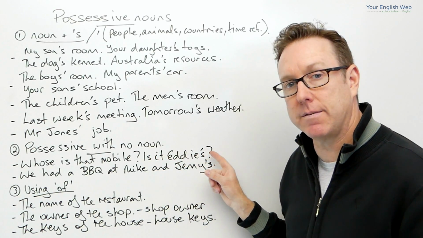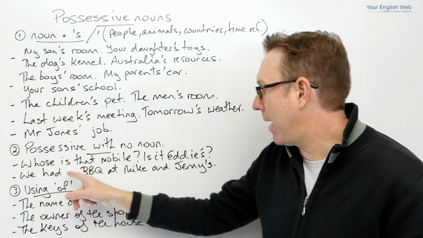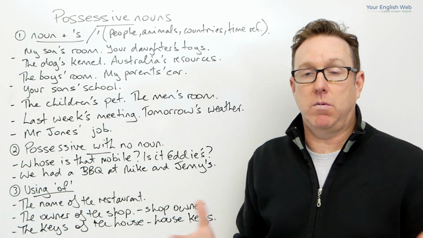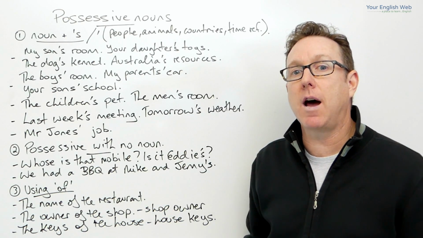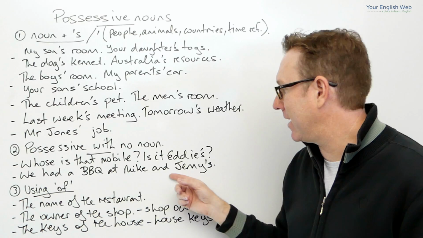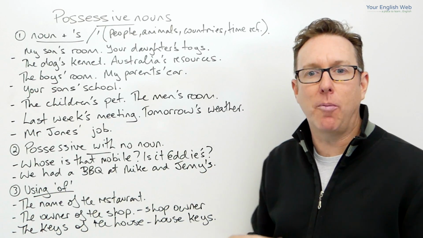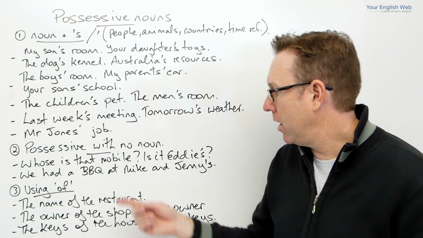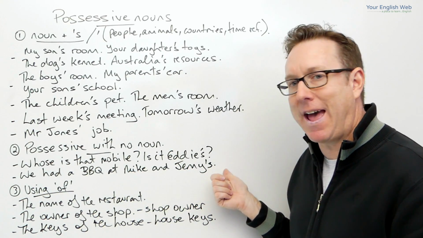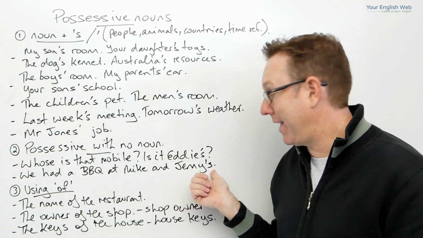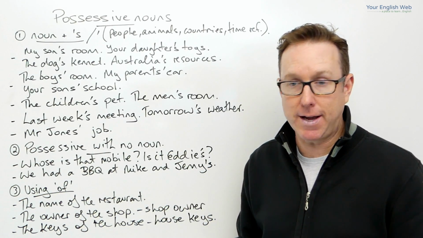Is it Eddie's? And we had a barbecue at Mike and Jenny's. Now, if I hear that sentence, I'm presuming, or I know more or less, that we're talking about Mike and Jenny's house or Mike and Jenny's apartment or wherever they're living, okay? So it's Mike and Jenny's house. But we don't need to put the noun because it's obvious, okay?